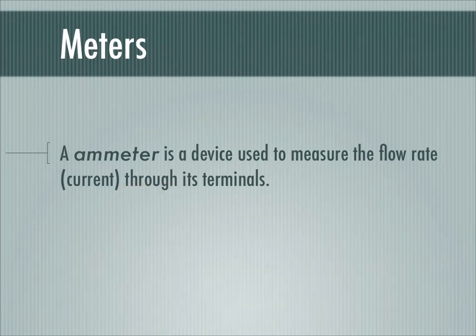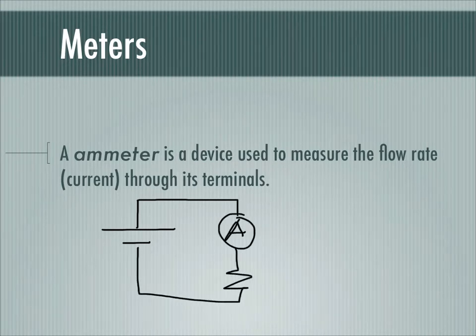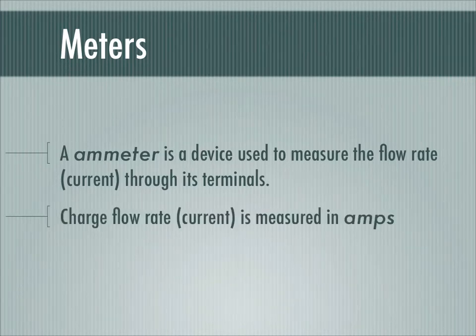So if I were to draw what I'm going to have here now, here's my battery, if I want to know the flow rate in a light bulb, I have to put the ammeter right in the path of the light bulb. So we would say that an ammeter is placed in series because if I put it around the resistor, I would be measuring the flow rate not going through the resistor. I want to measure the flow rate that's going right through the resistor. Charge flow rate, which is officially called current, is measured in amps.